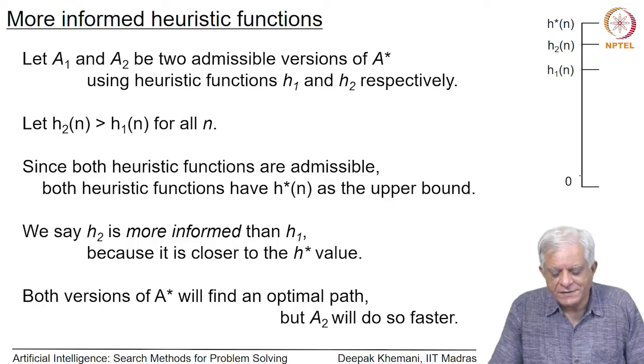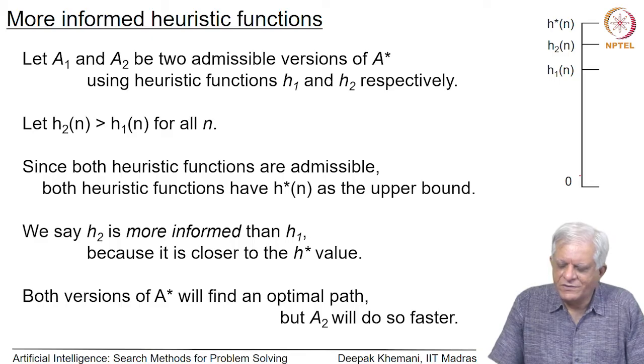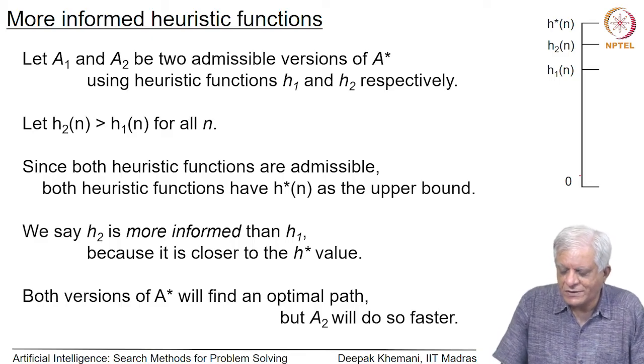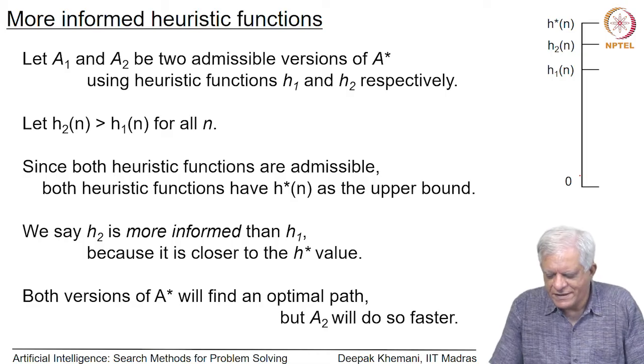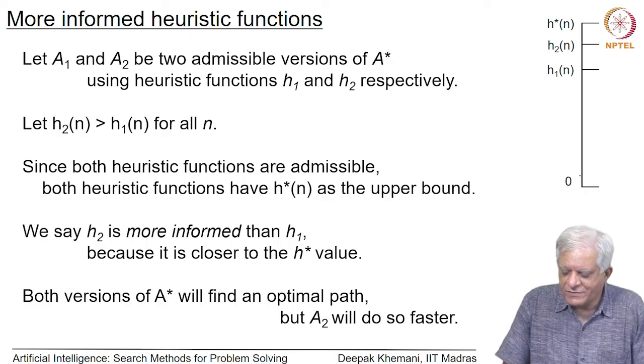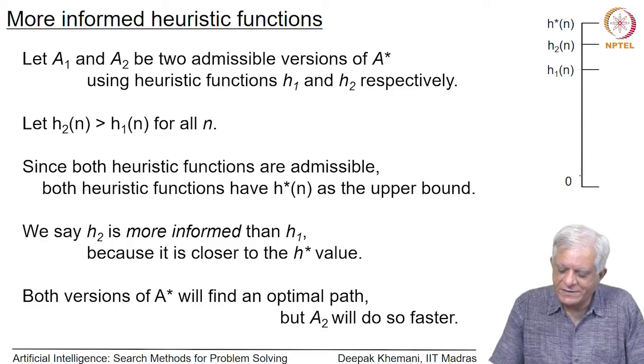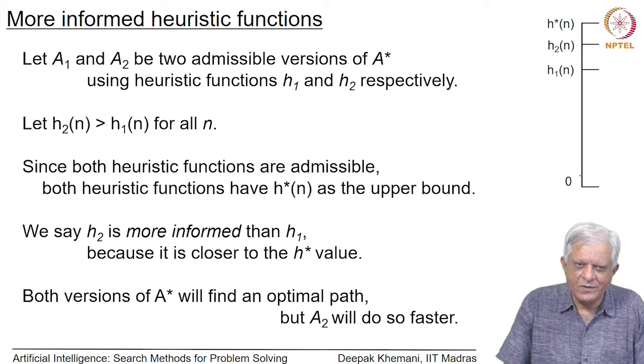Remember that I keep saying that if you had a perfect heuristic function, then the search would directly go off towards the optimal path, but in practice we do not have perfect heuristic functions, and we can try to work with better and better functions. And what we are saying here is that if you have a more informed heuristic function, then the search would have to do less amount of work and it will terminate faster. So, let us do a formal proof of this.